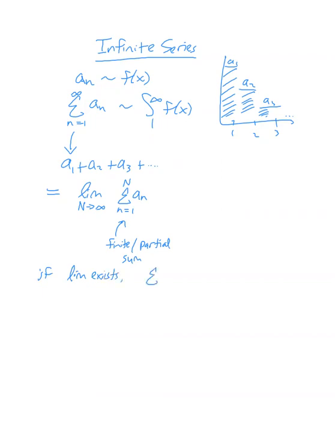So if the limit exists, the series is called convergent. If not, or the limit does not exist, the series is called divergent.